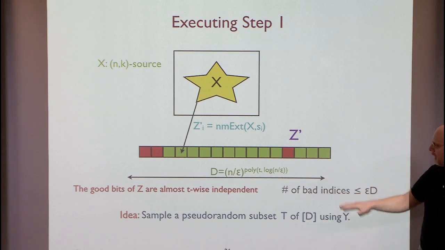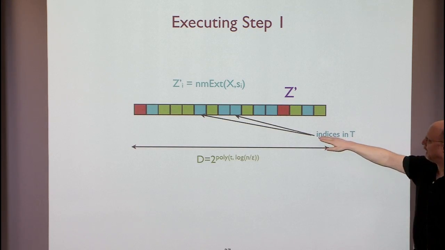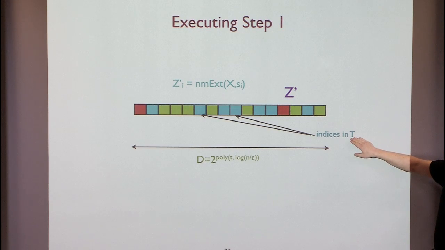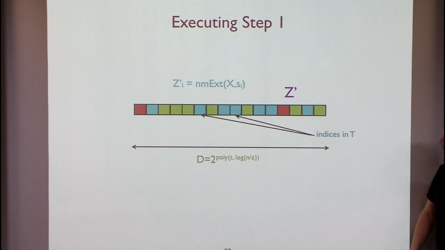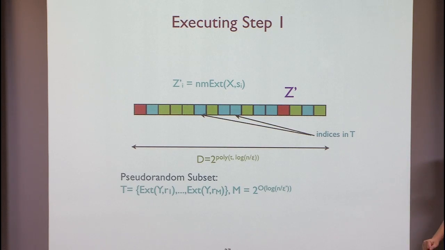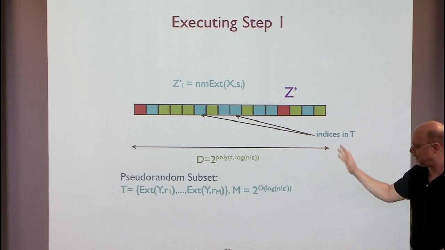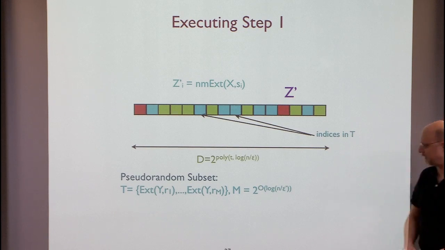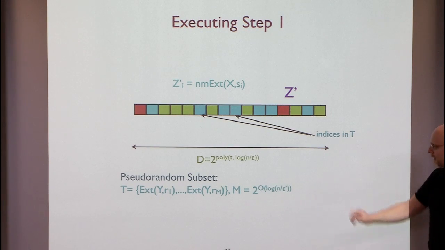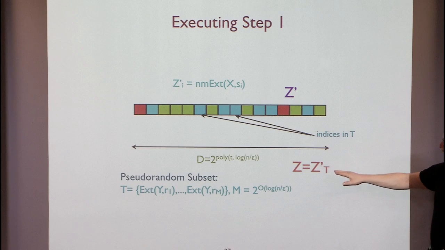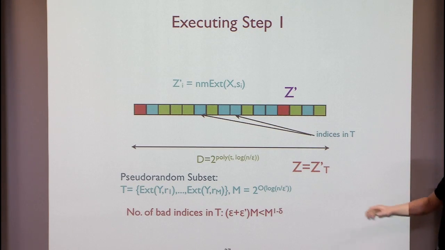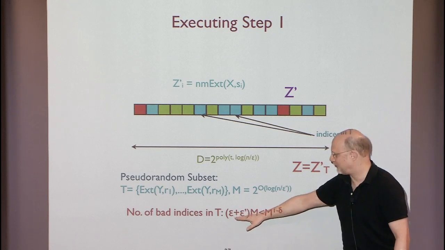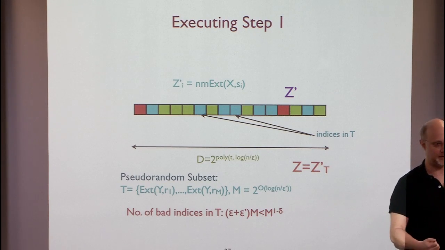Okay, let's see, there's another picture. So T is some pseudo-random subset. We're going to do this pseudo-random sampling of this string D. This pseudo-random subset is done via extractors themselves, but let's put that aside for a moment. And we're just going to look at those bits. And the point now is that the number of bad indices becomes much more favorable to us.